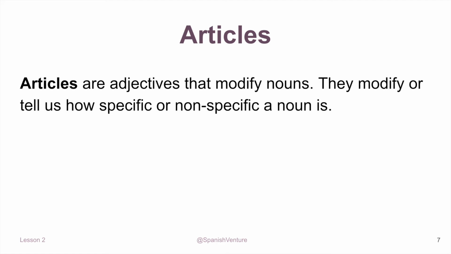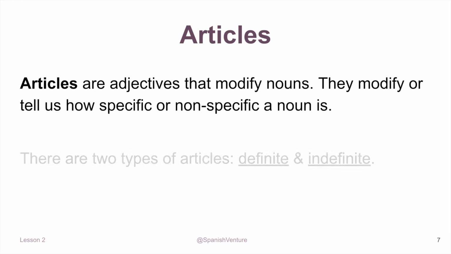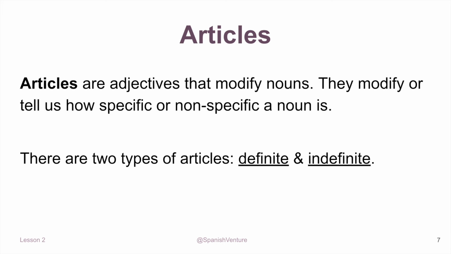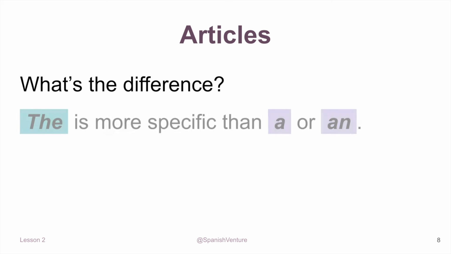Articles are essentially adjectives, and they modify nouns. They modify or tell us how specific or non-specific a noun is. So there are two types of articles, definite and indefinite. What's the difference? Well, the is more specific than a or an.